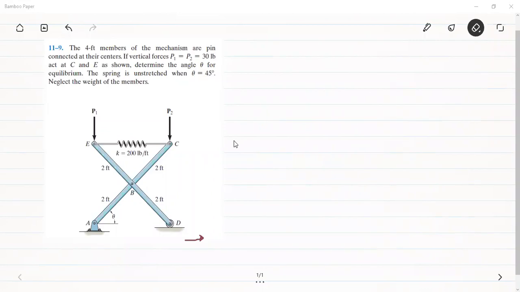Okay, so we can see that there are two members, 4 feet. They are connected at their centers, center B. There is a spring attached, and there are two vertical loads whose magnitude is equal to 30 pounds each.